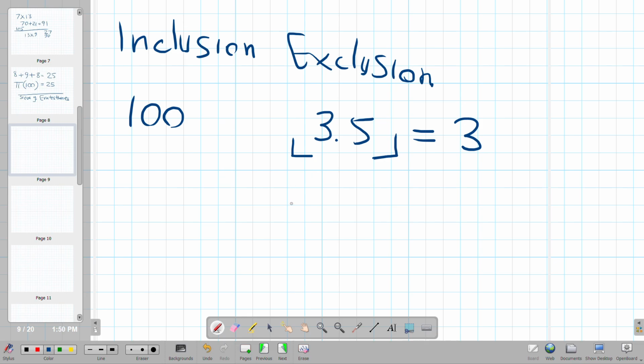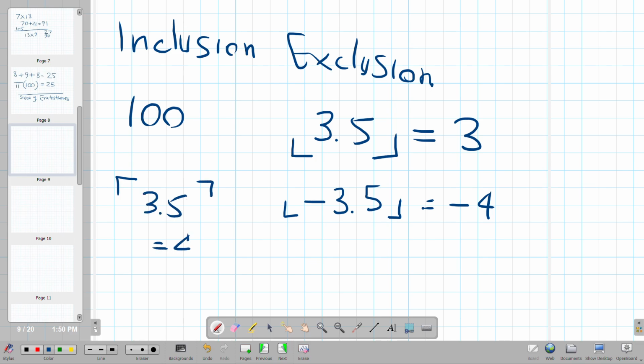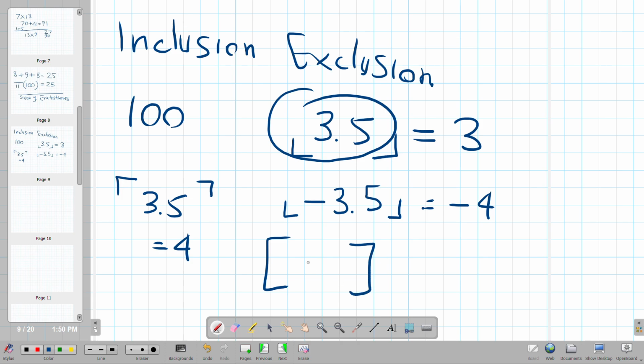All right. Now the floor function is tricky with negative numbers. The floor of negative 3.5 is not negative 3. It's negative 4. All right. But we're not doing negative numbers here, but I just wanted to mention it. Also, there's the ceiling of 3.5, which is 4. But in number theory, usually we're really only concerned with the floor. We don't really care about the ceiling. We're really doing the floor.